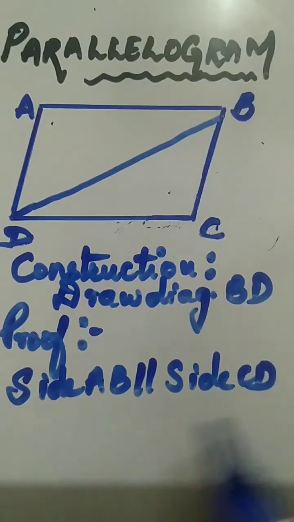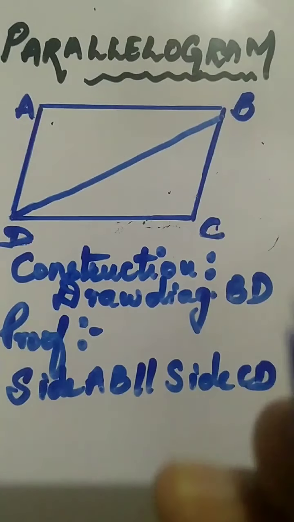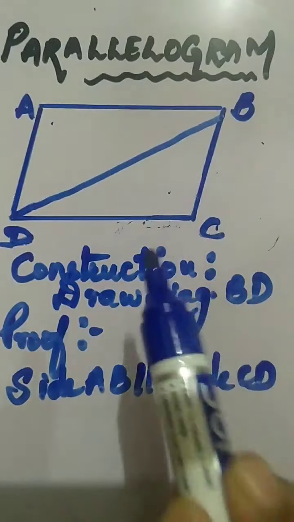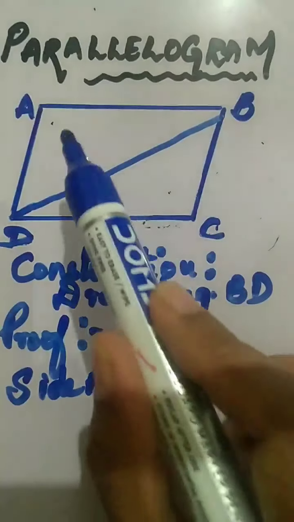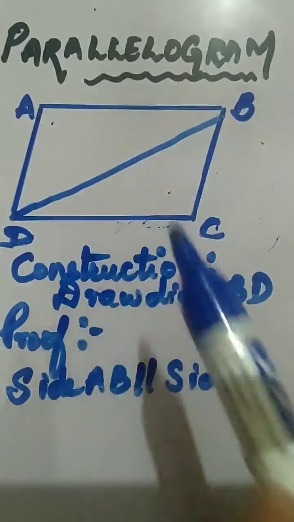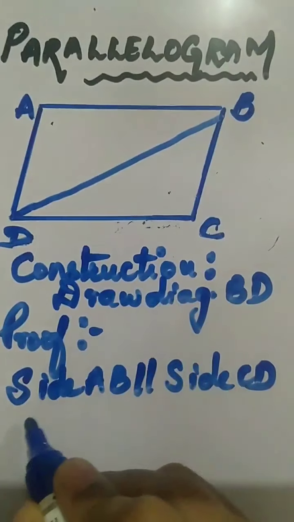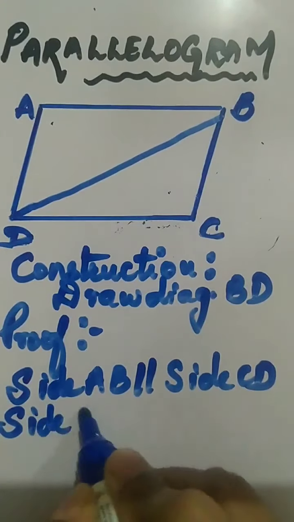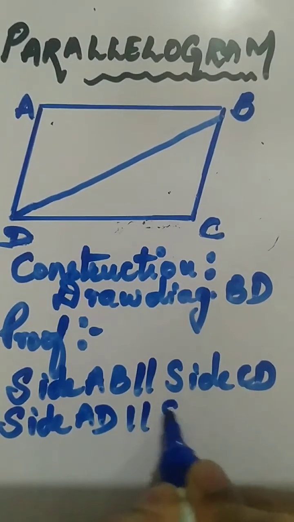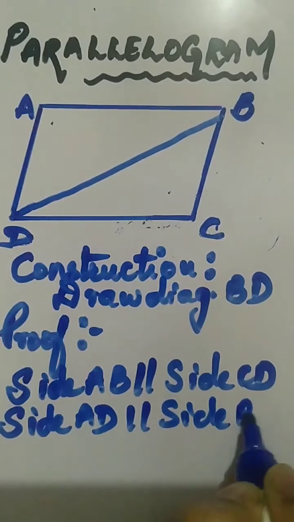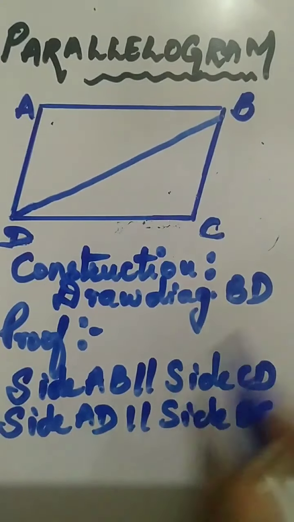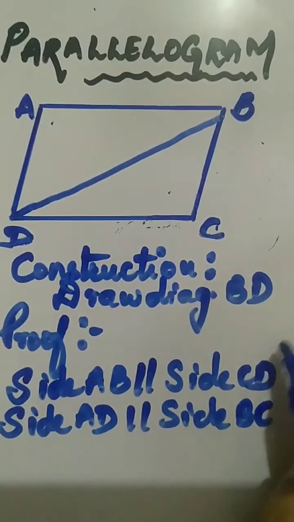Why am I saying this? Because we discussed, what is a parallelogram? A quadrilateral whose opposite sides are parallel. So AB will obviously be parallel to CD and side AD will be parallel to side BC. Okay, this is the given part. So you will write this as given.